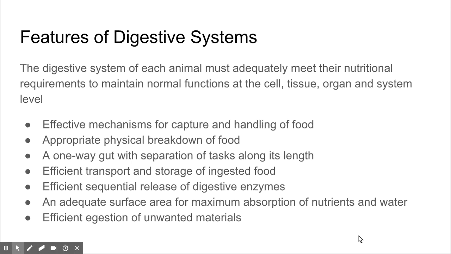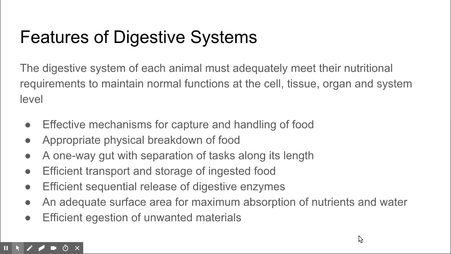So there are several things which make up a digestive system, and the digestive system of any animal must adequately meet their nutritional requirements, as this allows them to maintain any of the normal functions that they may carry out at the cell, tissue, organ, and system level. So they must have an effective mechanism of capturing and handling their food. There must be an appropriate physical breakdown of the food. There must be a one-way gut with separation of tasks along its length.